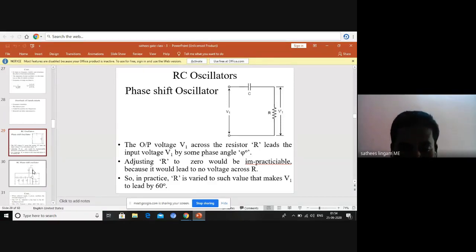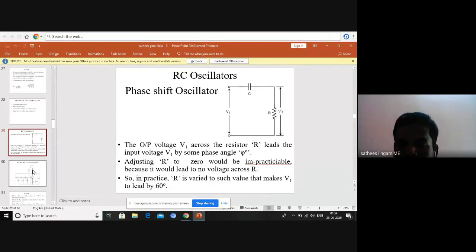That is creating the phase angle. Where the waveform starts may change, and that difference is called the phase angle. So, the phase of the signal. The output voltage V1 across the resistor R1 leads the input voltage by some phase angle phi. Adjusting R to 0 would be impracticable.